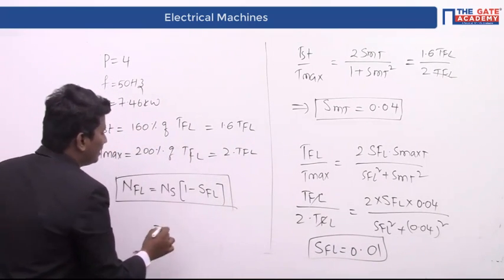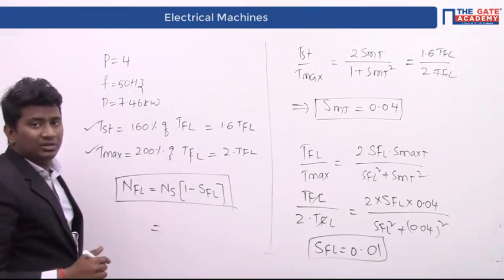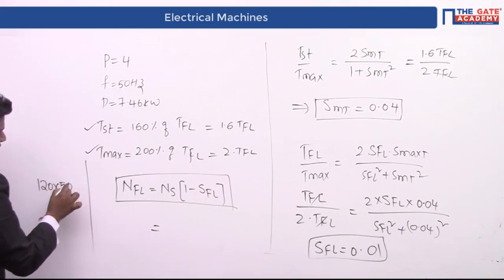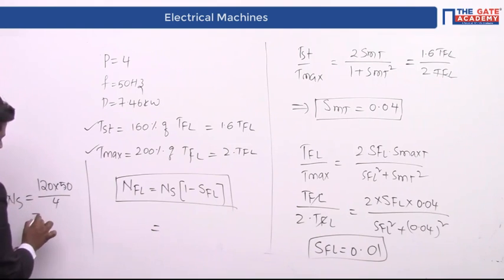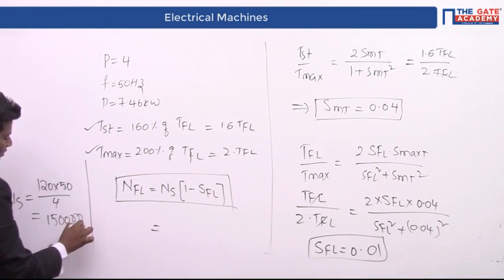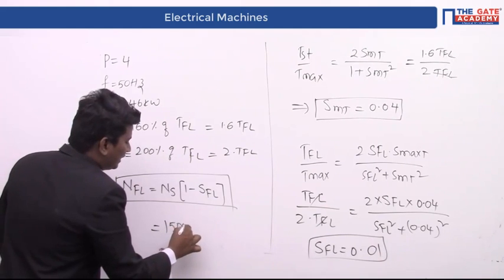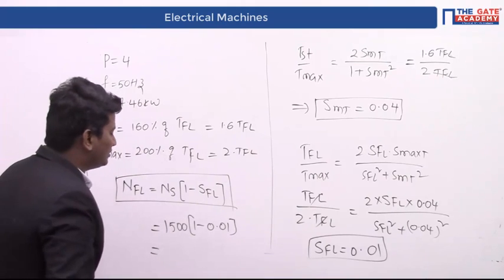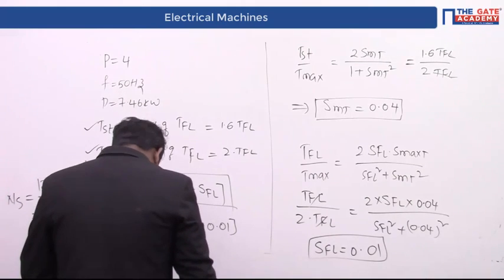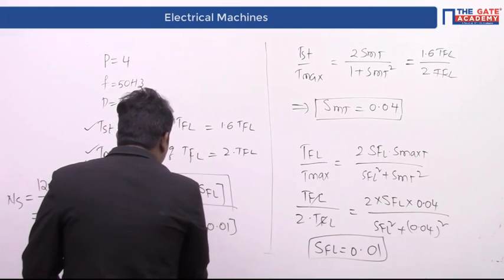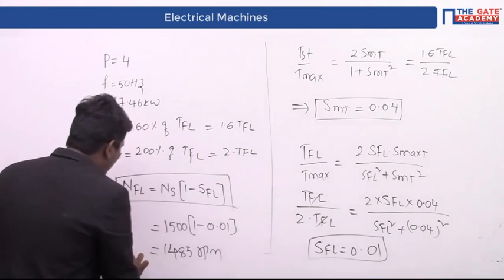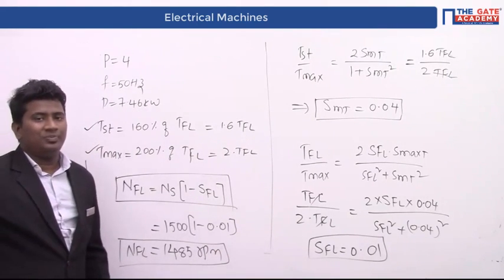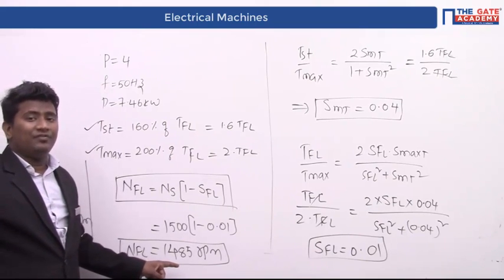As we know that synchronous speed of a 4-pole machine is 120 F by P. What is that? 120 into 50 by 4. What is this NS value? 1500 RPM. Therefore, 1500 into 1 minus 0.01. What is its speed? 1485 RPM. So, the speed corresponding to the full load slip is 1485 RPM.